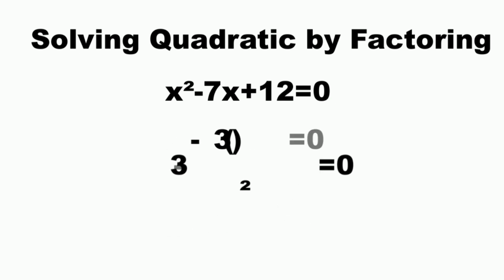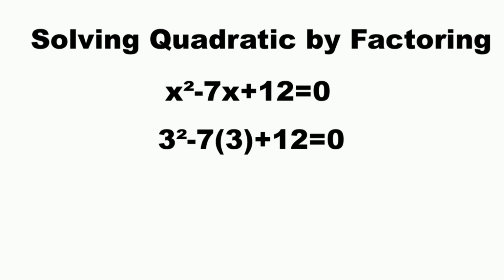So go back to the original equation. You can substitute first. Let's try the 3. So 3 squared minus 7 times 3 plus 12 equals 0. 3 squared is 9 and 7 times 3 is 21. So 9 minus 21 plus 12 is negative 12 plus 12. So this is equal to 0 equals 0.